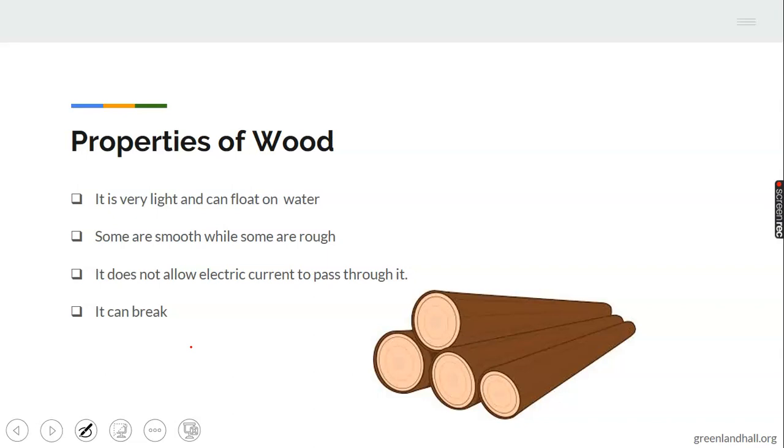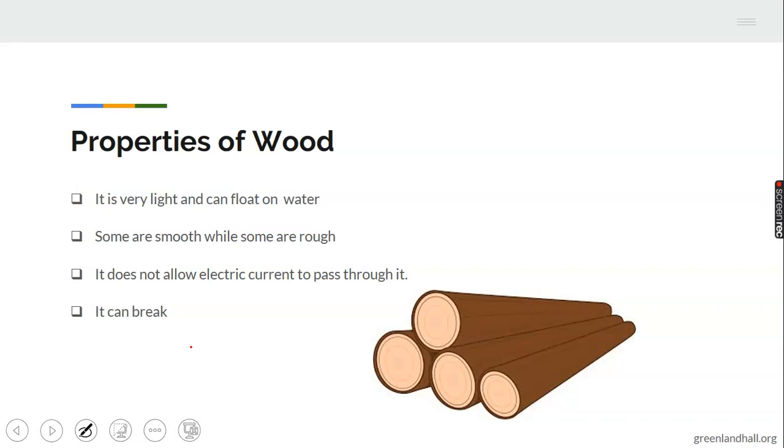It can float on water. Some are smooth, some are rough. It does not allow electric current to pass through it. Wood cannot conduct electricity. It's not a good conductor of electricity. Then it can break. That's why you see the carpenter, he can cut it, make it into furniture, make it into chair, make it into shelf, make it into wardrobe, make it into cabinets. A lot of things you see in your house.